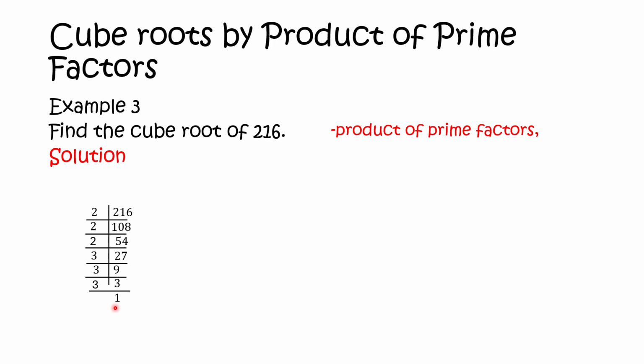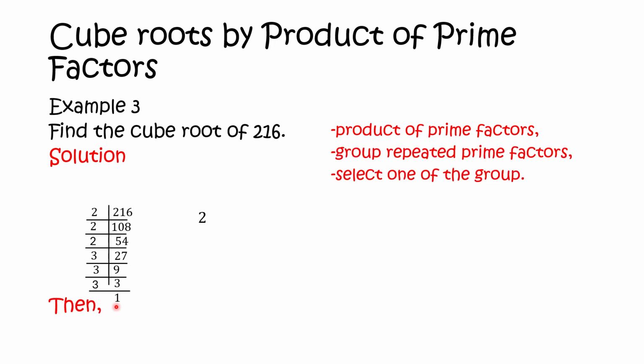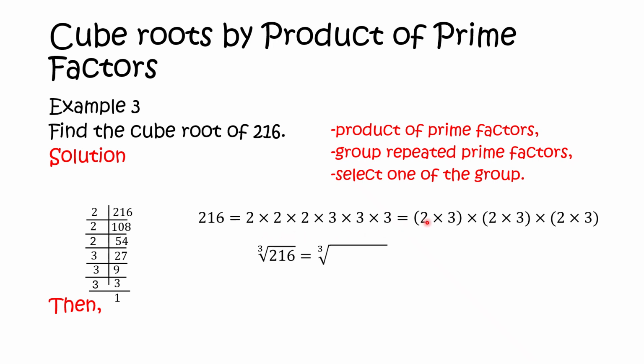Awesome. So from here, we take all these prime factors, we multiply them by each other, and then separate these prime factors into 3 identical groups. Once we have done so, we introduce the cube root that will cancel out with the cube so that we have 2 times 3, giving us the final answer of 6. That's how the method works.